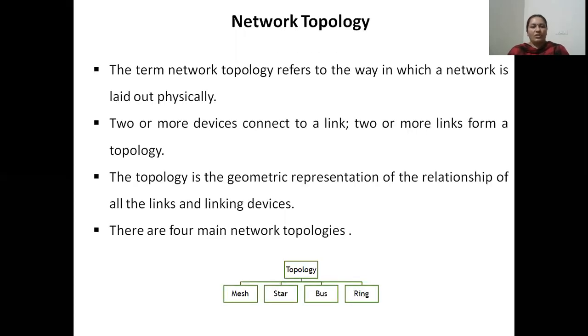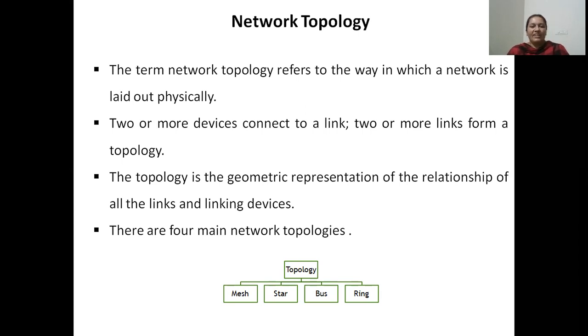Before we actually learn the mesh topology and star topology, let's understand what is network topology. Network topology is the way in which the network is physically laid out or physically connected. The topology is nothing but geometric representation of the relationship between all the links and the computers of the network. Two or more devices are connected on the network using a link. Two or more such links form a topology.